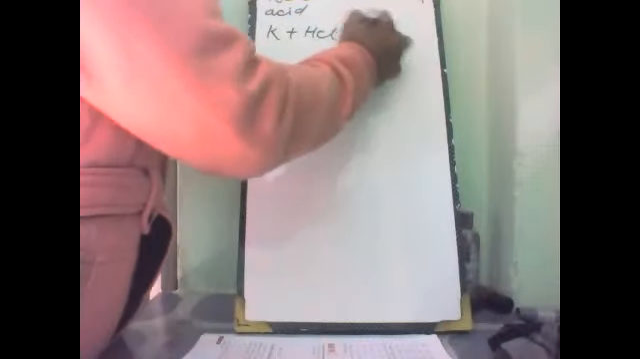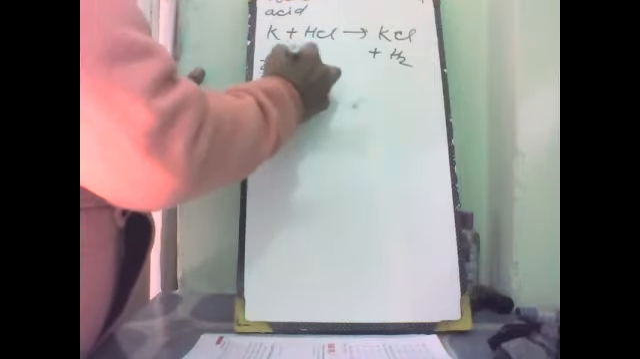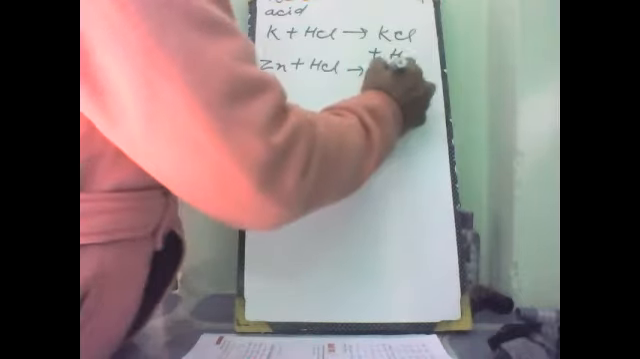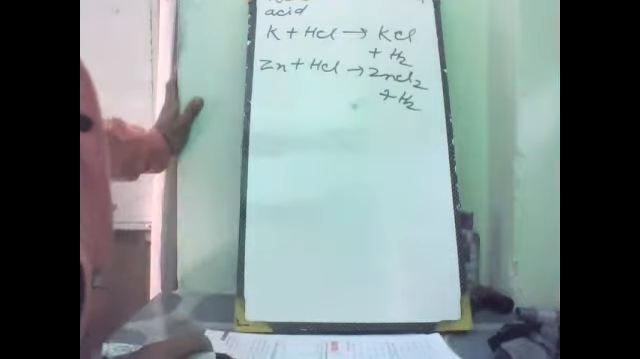Reaction with hydrochloric acid. Potassium reacts with hydrochloric acid and it forms potassium chloride and releases hydrogen. Same for zinc. It forms zinc chloride and hydrogen gas.